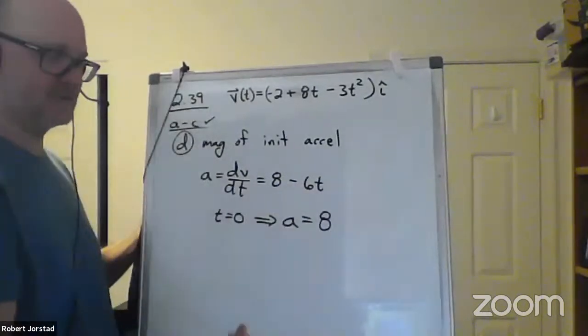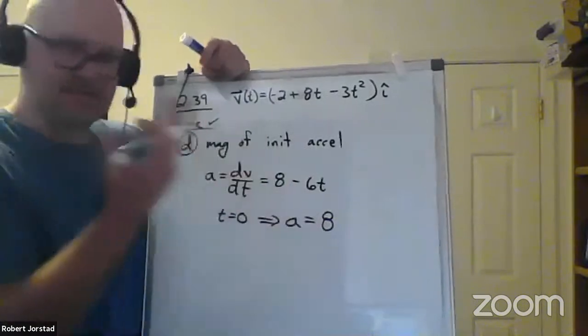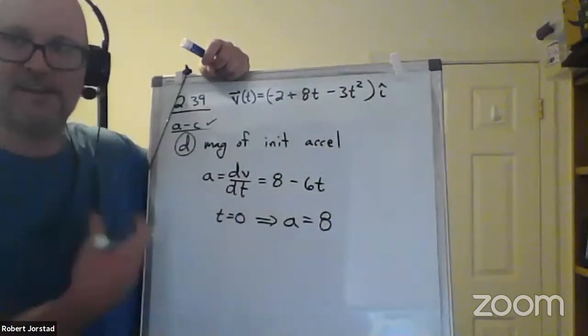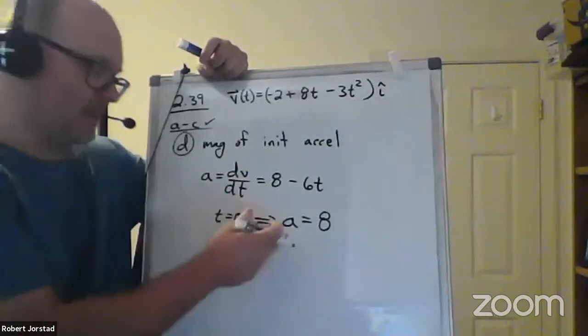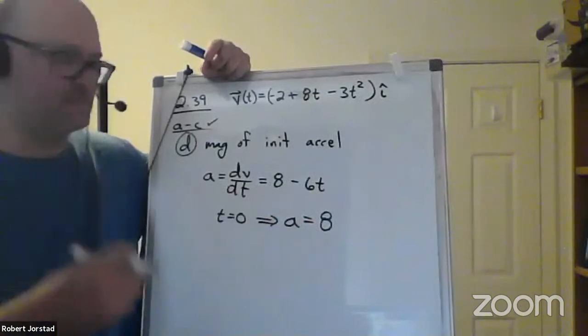And so in this case, we don't need to worry about any absolute value because it happened to be positive. So in this case, the magnitude of the acceleration is 8. The acceleration would be 8 i-hat. And yes, we forgot the units.